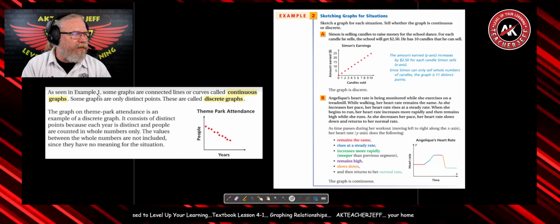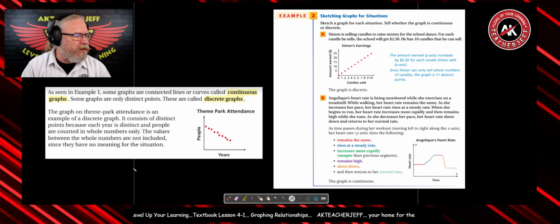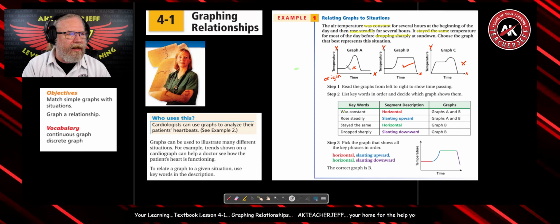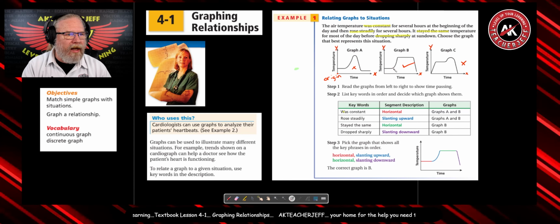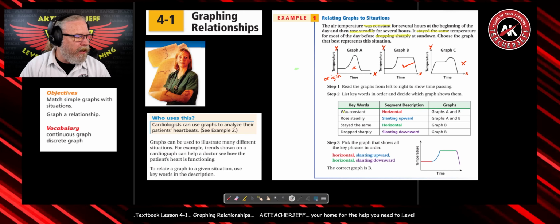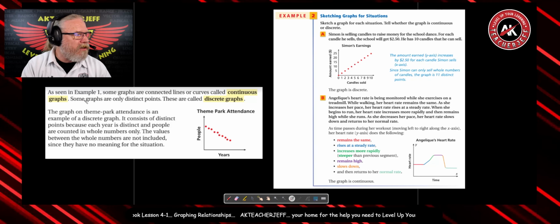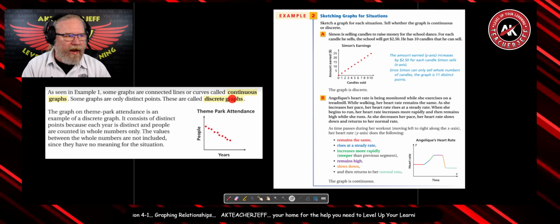As seen in example 1, some graphs are connected lines or curves called continuous graphs. So as we look back here, we see that this is a steady line. It's a line, it's a curve, it's all connected. It's either a line or it is a curve, but everything's connected. It is indeed continuous, so it's known as a continuous graph. Some graphs are only distinct points. These are called discrete graphs.